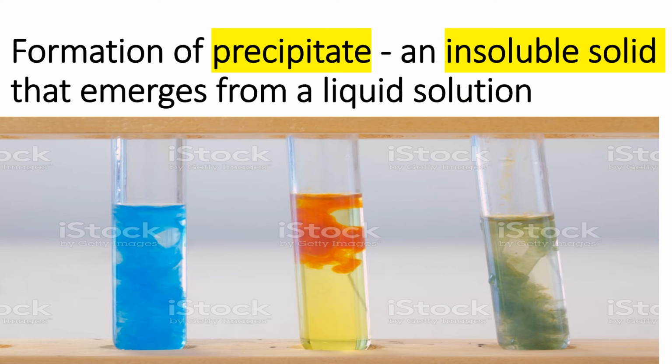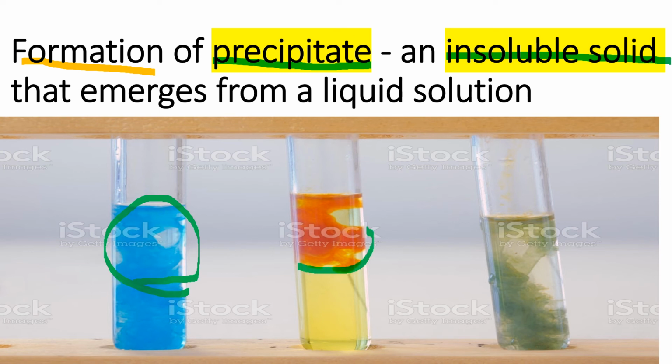Another sign of chemical reaction is formation of precipitate. So when we say precipitate, it is an insoluble solid that emerges from a liquid solution. So here we have a blue precipitate, here we have brownish precipitate and grayish precipitate. They are formed when liquid solutions are mixed.